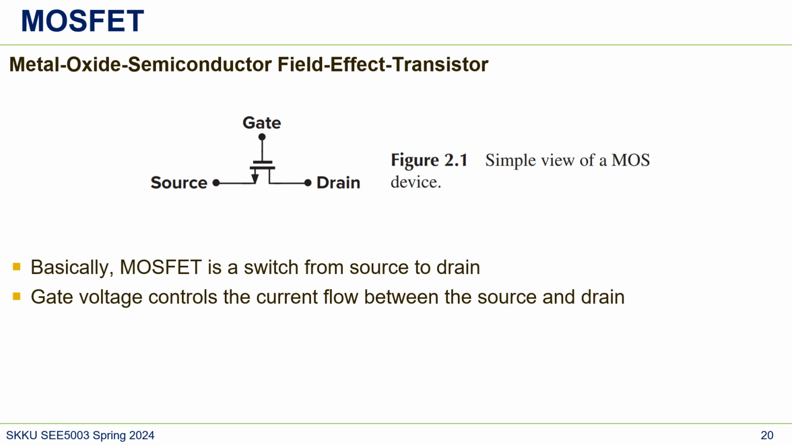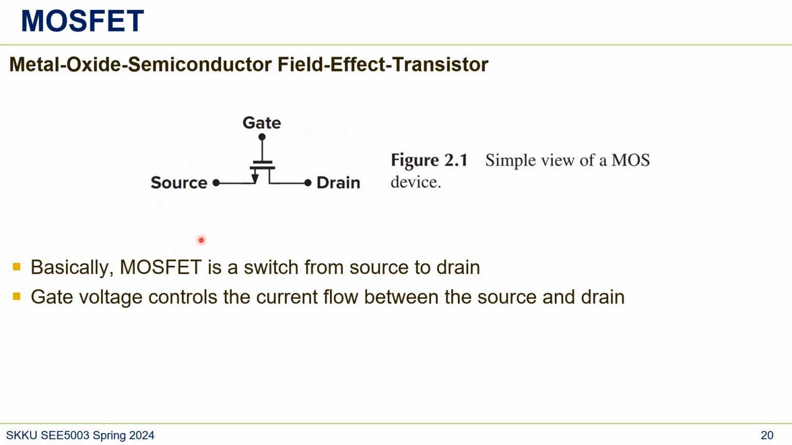So now let's see more detail. What is a MOSFET? Anyway, we get that MOSFET is popular, but what is it? Again, metal oxide semiconductor field effect transistor. And this is how it looks. There's gate, source, drain. This figure is from Razavi.